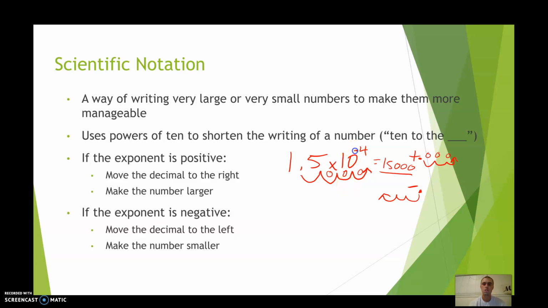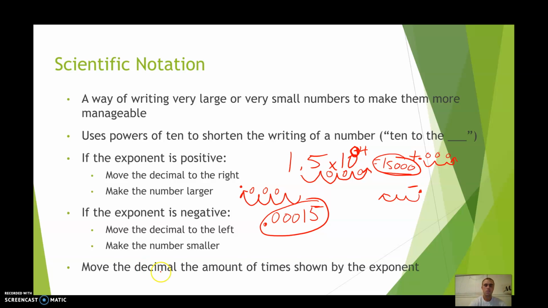Now, if this was 1.5 times 10 to the negative 4th, then my decimal would be moved 1, 2, 3, 4 spots this way, and I would fill in zeros here. And so then the number would be 0.00015. So this positive or negative sign right up here is very important because it makes it either a really big number or a really small number, one of the two. And then, of course, you move the decimal the number of times shown by the exponent. So 4 up here, you move it 4 to the right or 4 to the left.